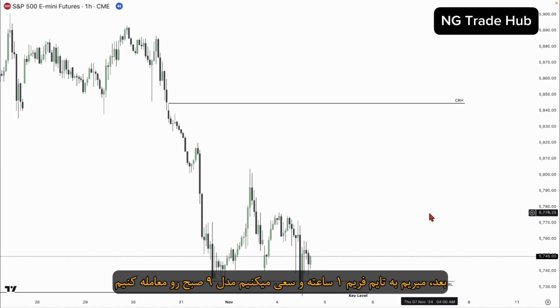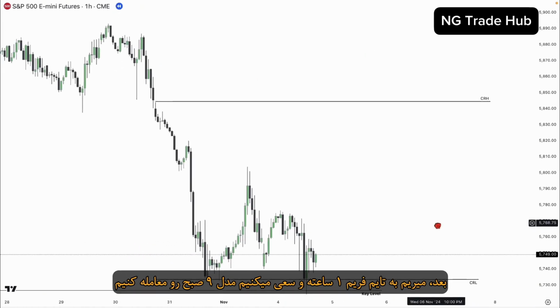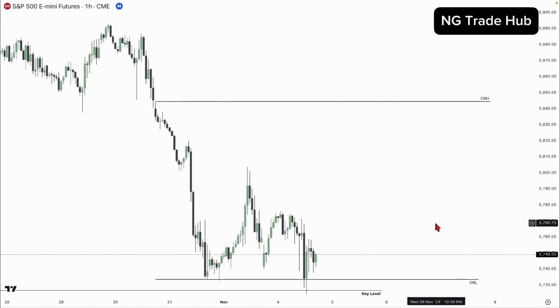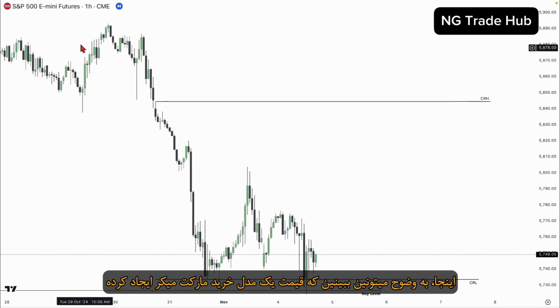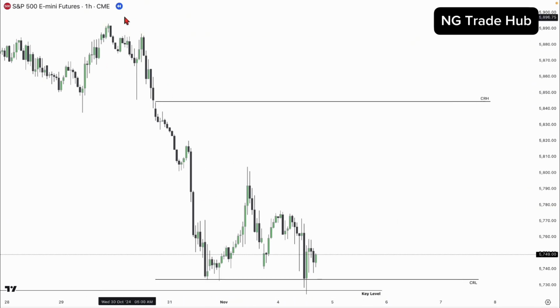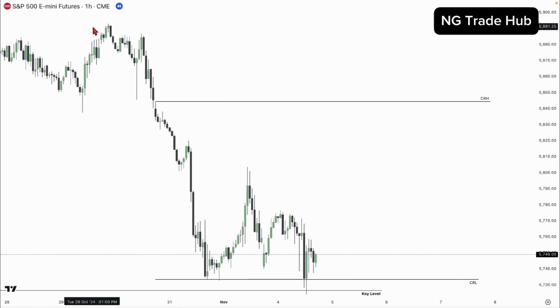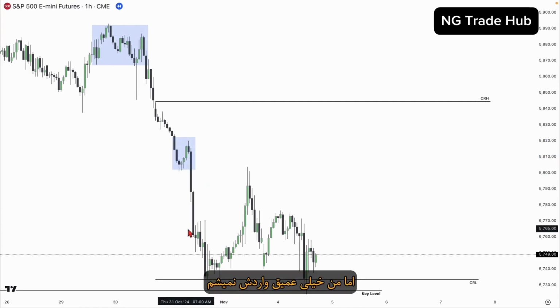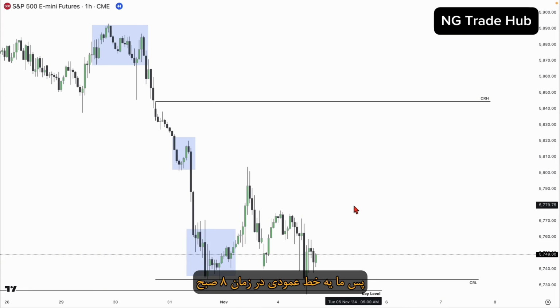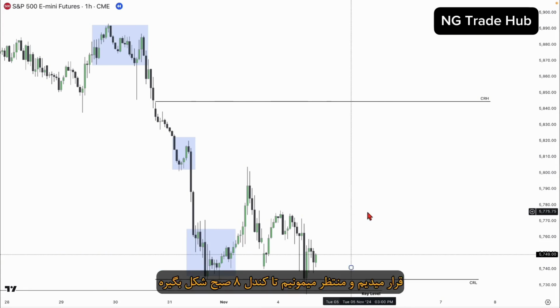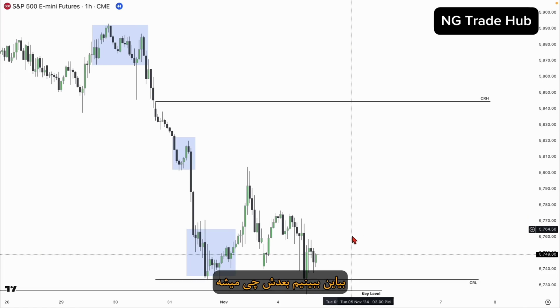Next, we switch to the 1-hour time frame and try to trade the 9 a.m. model. Here, you can clearly see price created a market maker buy model, and this as an original consolidation. But I won't go too deep into it, otherwise we will stray from the main topic. So we set a vertical line at the 8 a.m. time window and wait for the 8 a.m. candle to print. Let's see how it plays out next.